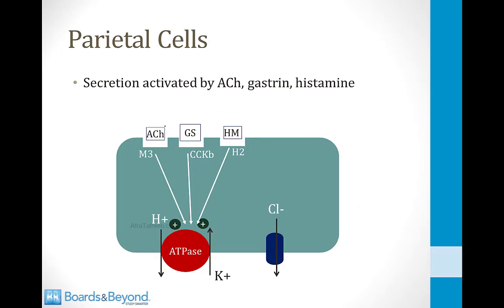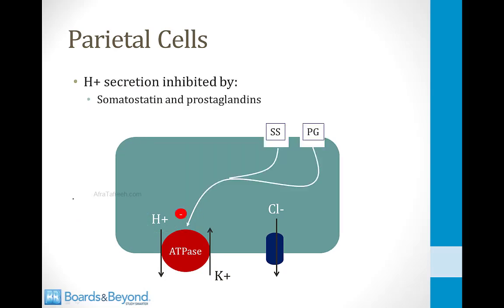Now let's go back to the parietal cells and talk about exactly how those different substances stimulate secretion of hydrochloric acid. Acetylcholine binds to the M3 receptors, as I told you before. Gastrin binds to the CCKB receptor, and histamine binds to H2 receptors. All of these stimuli of parietal cells directly activate the ATPase to secrete more H+ ions into the lumen of the GI tract. There are two naturally occurring substances which can inhibit the parietal cell secretion of hydrochloric acid: somatostatin and prostaglandins. I talk about somatostatin in the module on GI hormones. Somatostatin and prostaglandins both bind to receptors and then inhibit the H+ secretion by the ATPase pump.